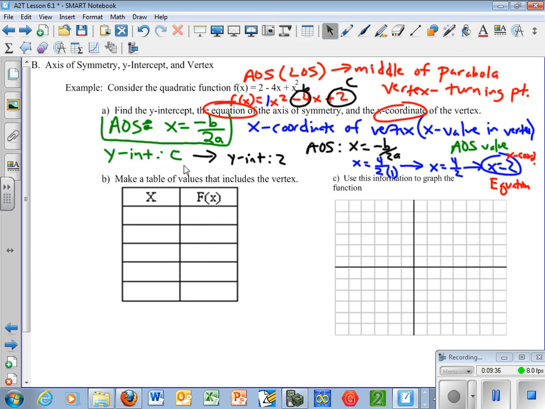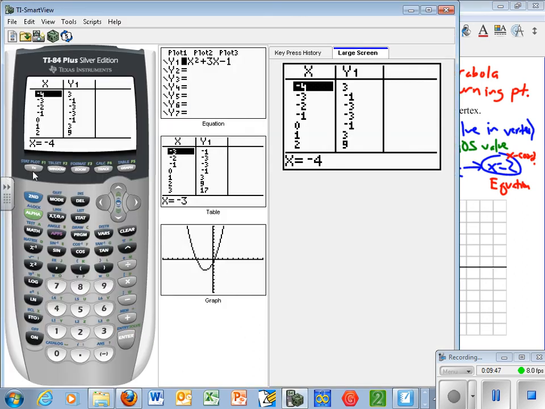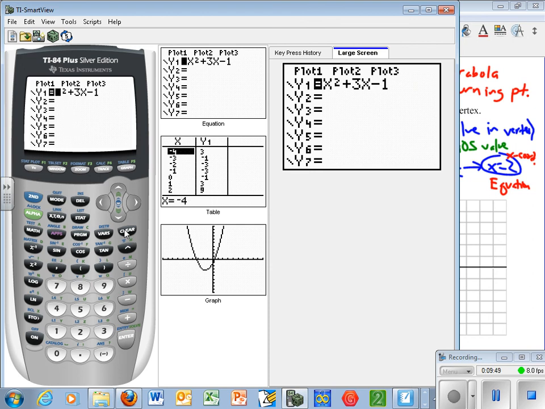All right, so let's make a table of values. We're going to go ahead and plug this into our calculator. So let's pull the calculator up and plug this in. So I'm going to clear that one out, and we're going to enter x squared minus 4x and plus 2.